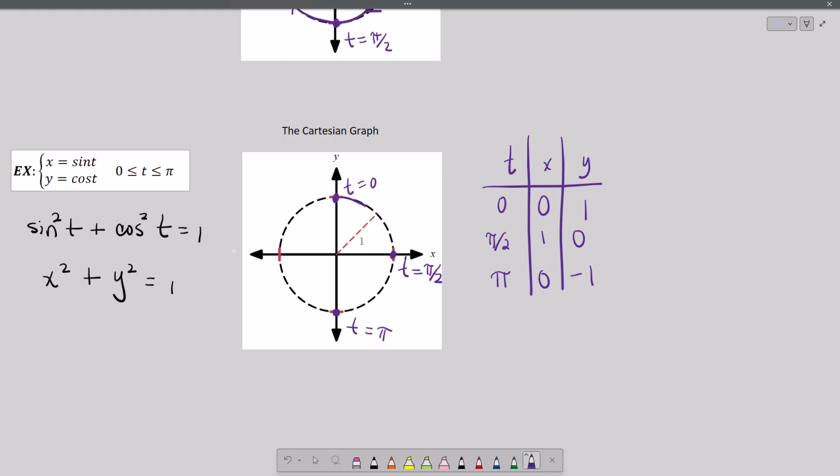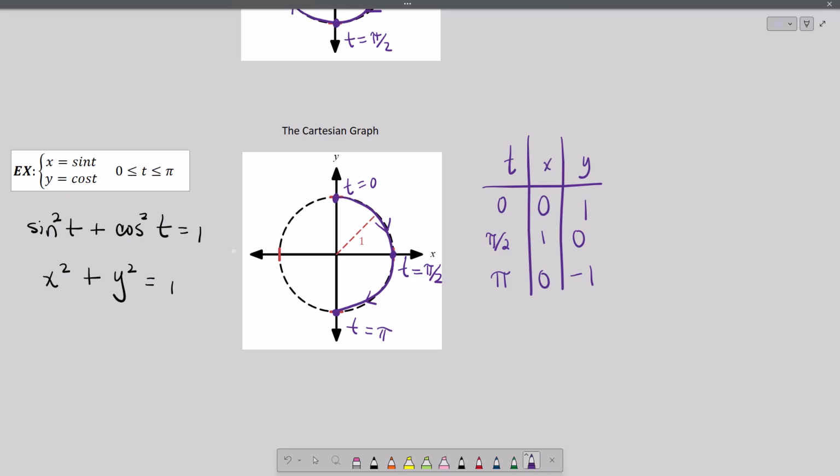So here is our parametric curve. Subset of the Cartesian curve. Orientation is clockwise. So that's how we can grab a right semicircle. Just switch the coordinates. Normally a right semicircle, we would have to solve for x. X equals the square root of 1 minus y squared.